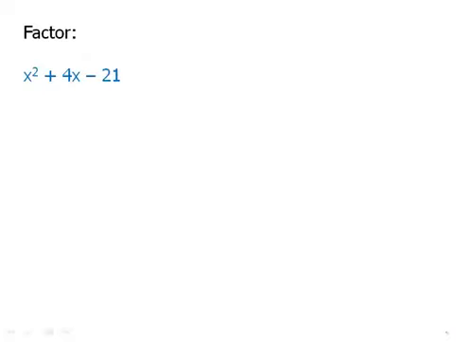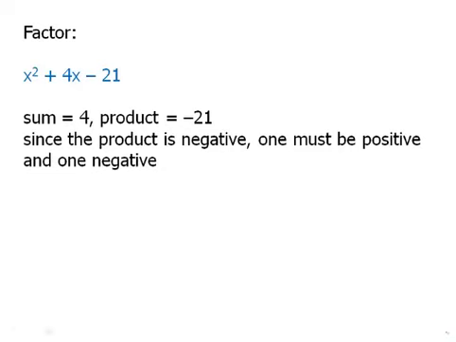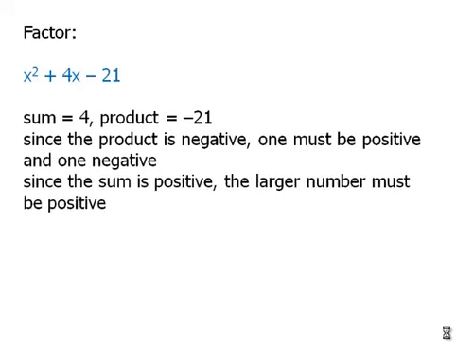This one's a little trickier. We have a negative sign. So here we're looking for a sum of positive 4 and a product of negative 21. Let's think about this. Since the product is negative, one of the two numbers must be positive and one is negative. Since the sum is positive, it means we're adding these two numbers and getting a positive. That means the larger number, the number with the larger absolute value, must be positive.